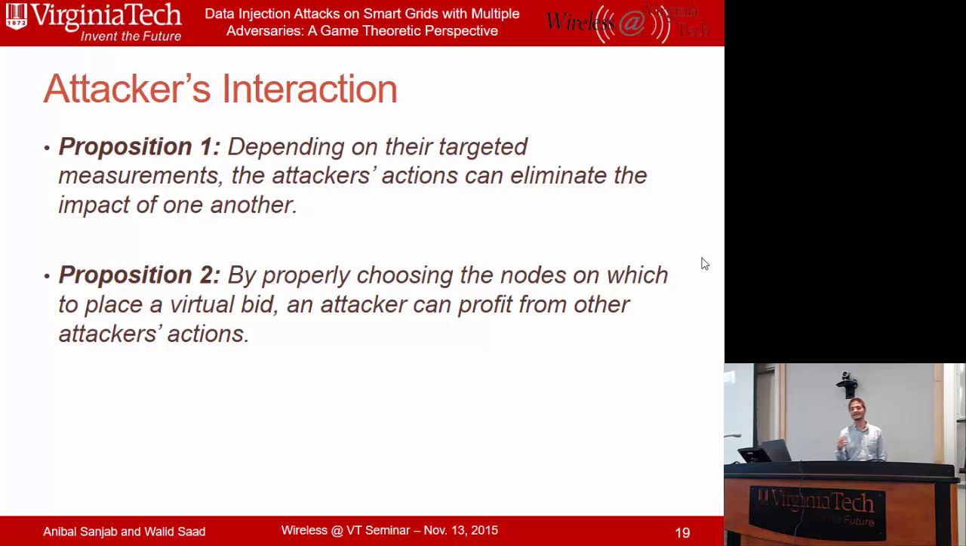The second proposition mainly says that an attacker can choose not to do anything, just sit still, and based on the virtual bidding that he or she did, benefit from another attacker at another location in the system. Because of the network nature of the system, again, one attacker targeting some measurements and affecting the state estimation result can benefit another attacker just sitting still, not doing anything. So not attacking is actually a strategy that can be beneficial in some way.